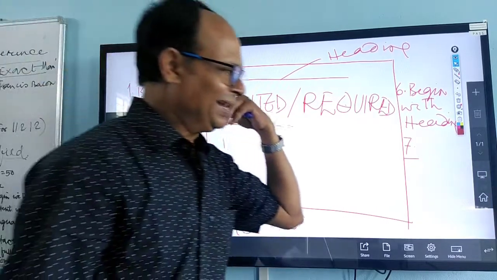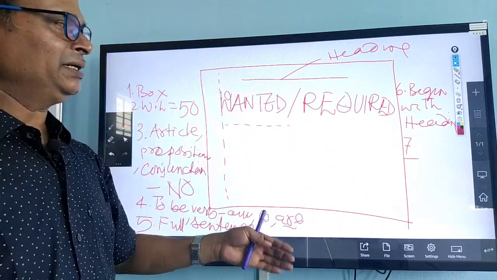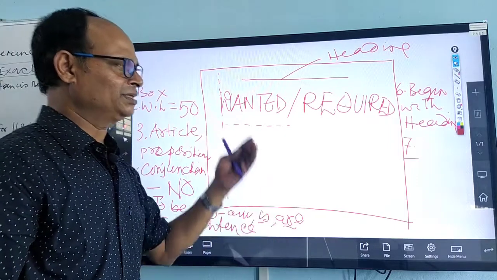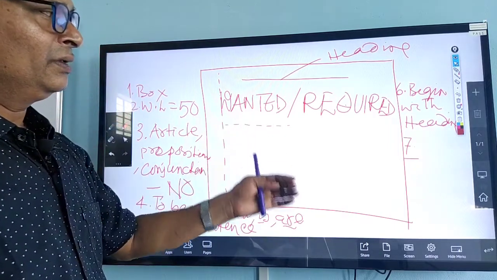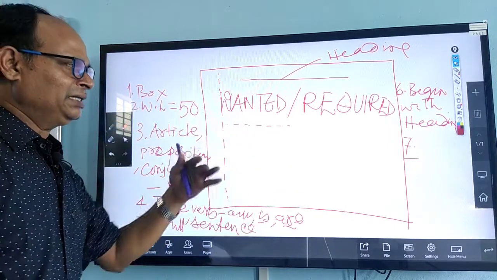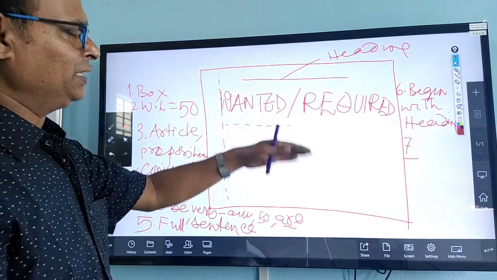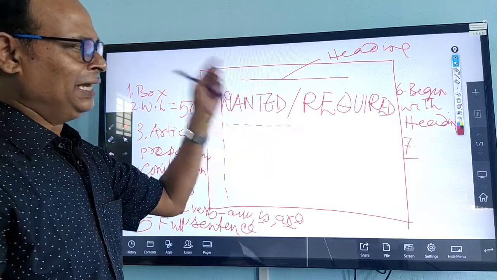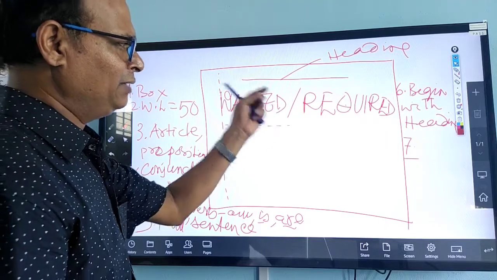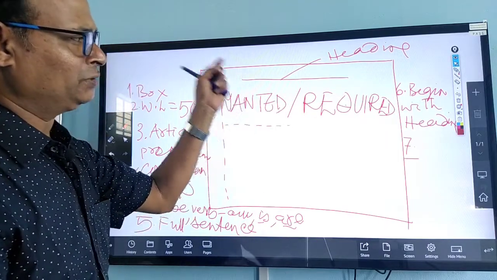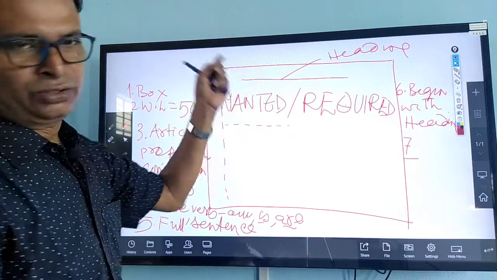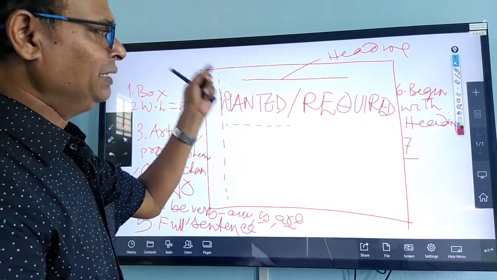Then what are the extra qualities that are needed, like efficiency in the computer or any other office work? Everything you mention: the efficiency in the language, how many languages he should be efficient or fluent in. All this is to be mentioned very clearly.